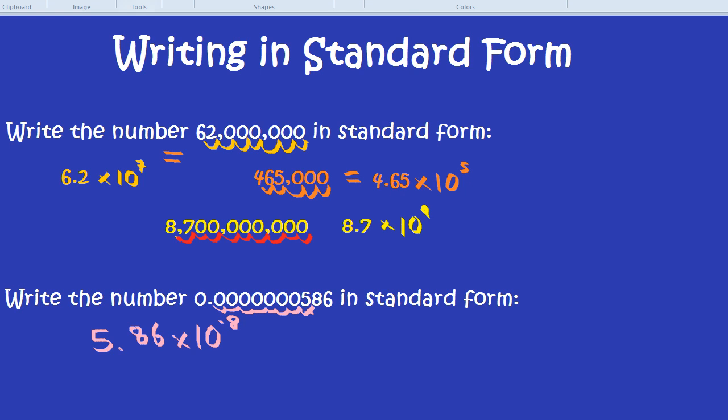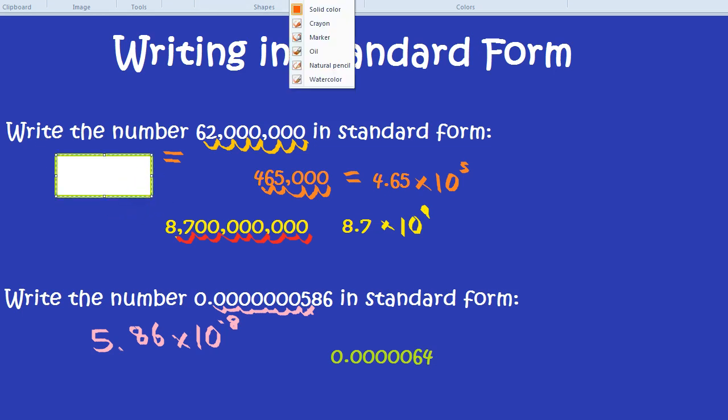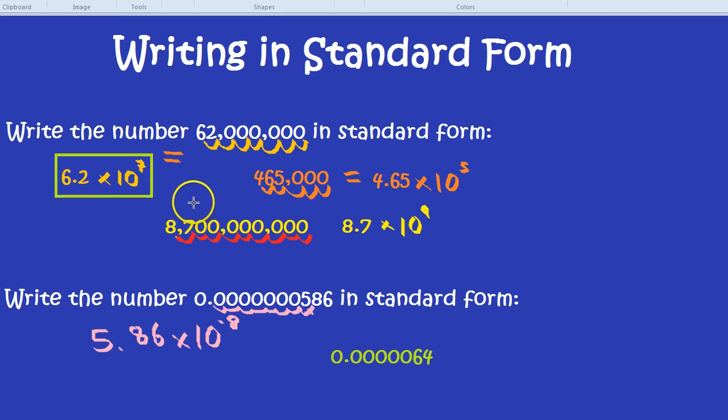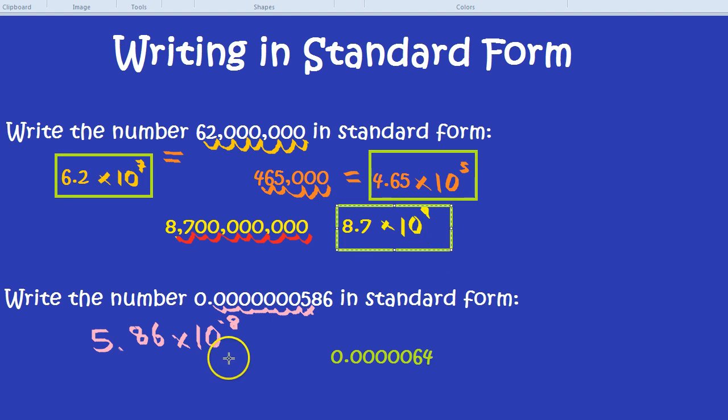Let's try one more number. 0.00064. What's that in standard form? By the way, notice it's still the same standard format. It's a number times 10 to the something, and even now with teeny numbers, still a number times 10 to the something.